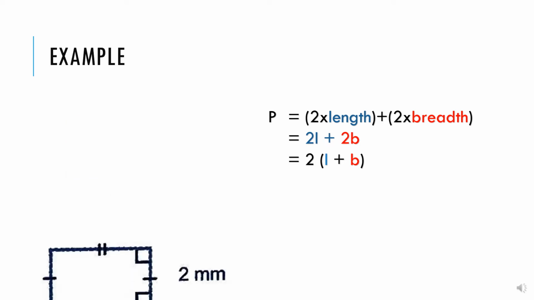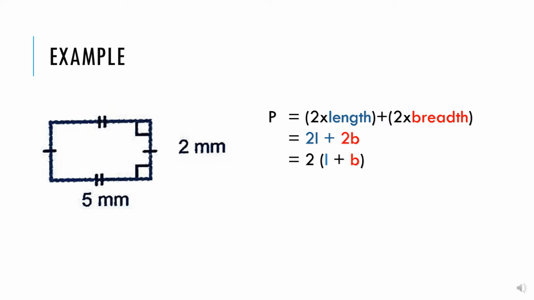Looking at the example, they give us a rectangle with dimensions of 5 millimeters by 2 millimeters. So we just take those values and substitute them into the formula, and we'll see 2 times 5 plus 2 times 2 equals a perimeter of 14 millimeters.